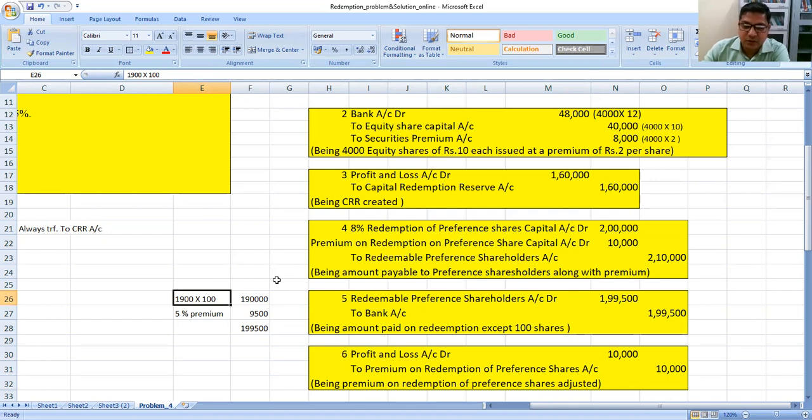If any particular redemption amount is not traceable, such shareholders' amount we will keep as a due value, and this particular value we will keep on the balance sheet liability side.